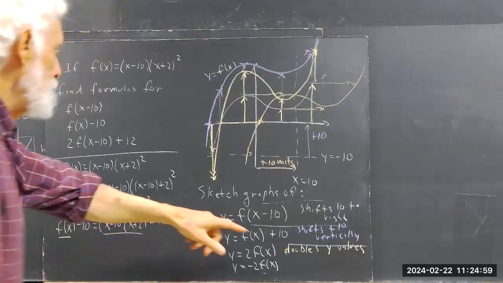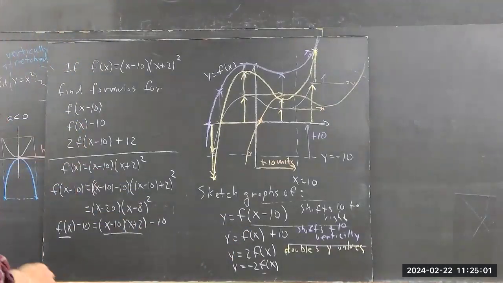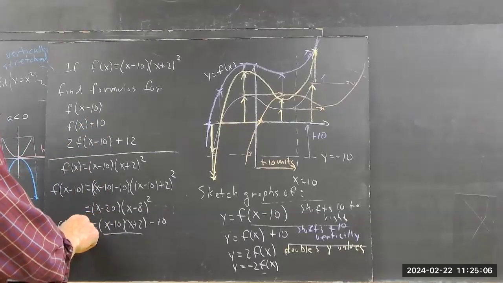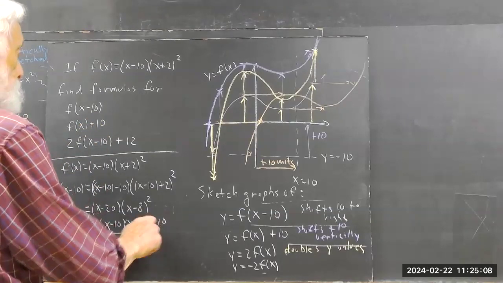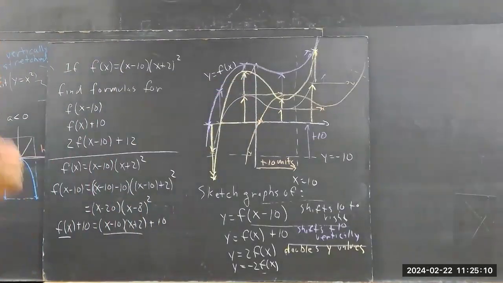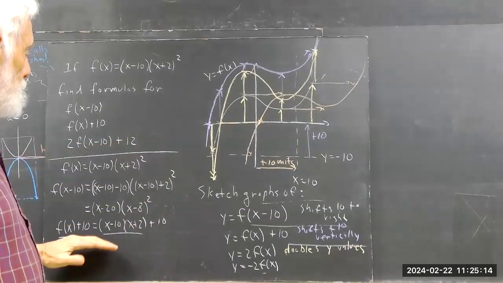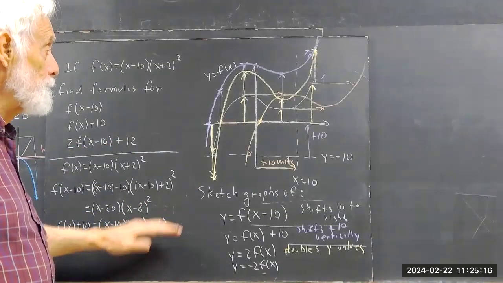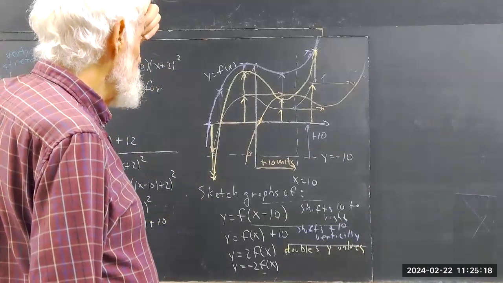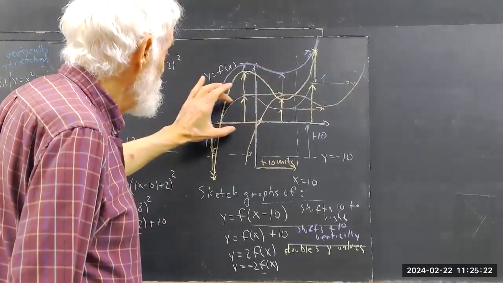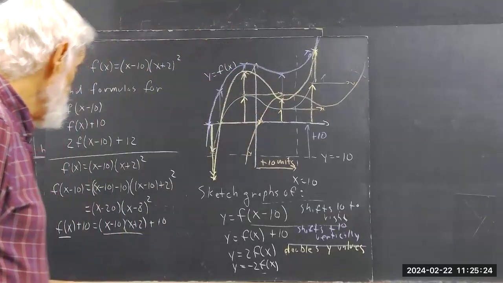Oh, wait a minute, it was f of x plus 10, I wrote f of x minus 10. Okay, it was minus when I wrote it, but I'm going to do plus 10, so it corresponds to one of these graphs. Okay. So, anyhow, this function would then be represented by the purple graph. Every point raised up 10 units.